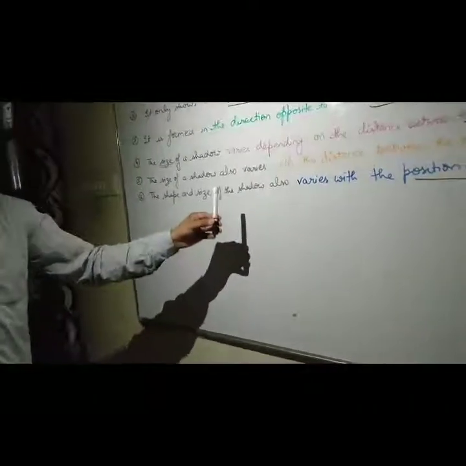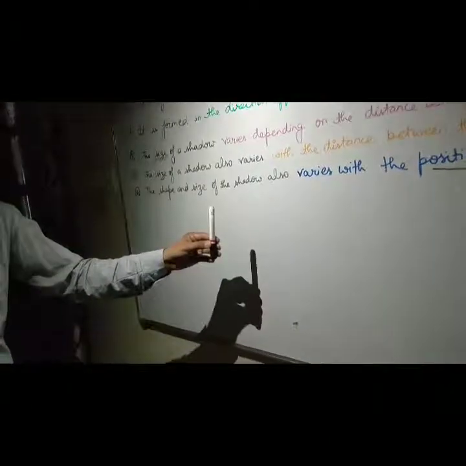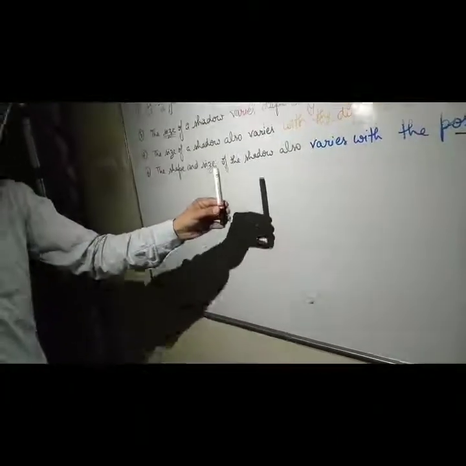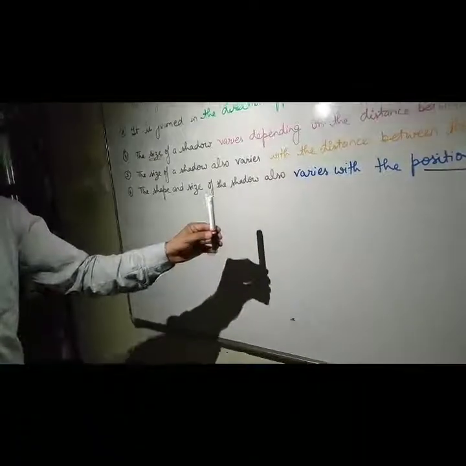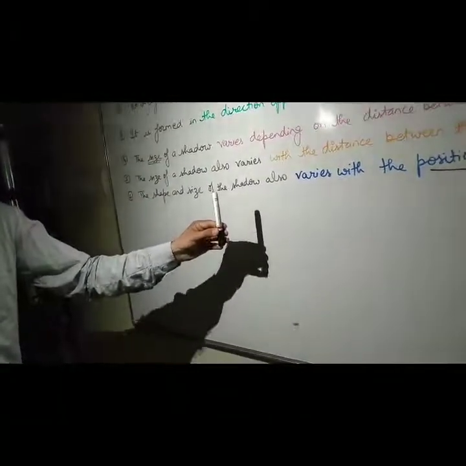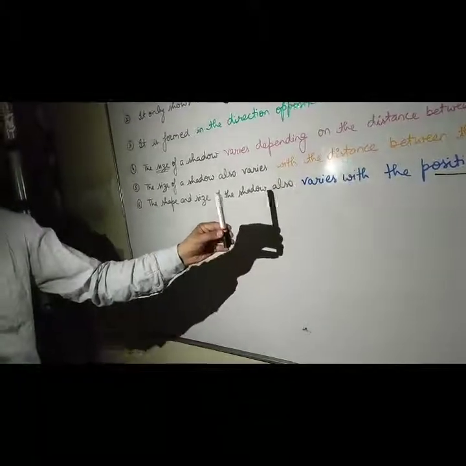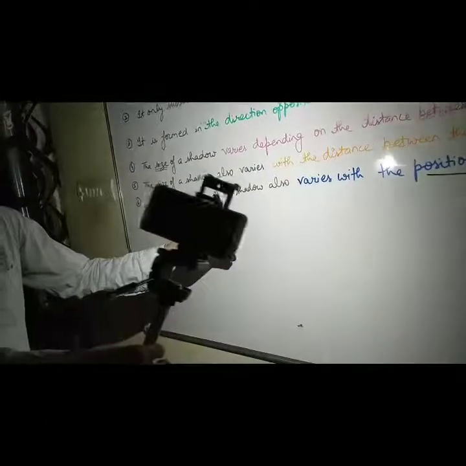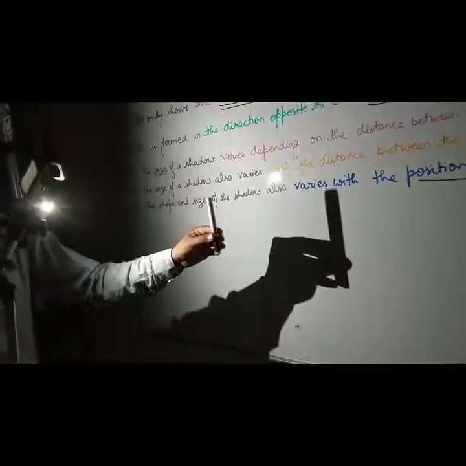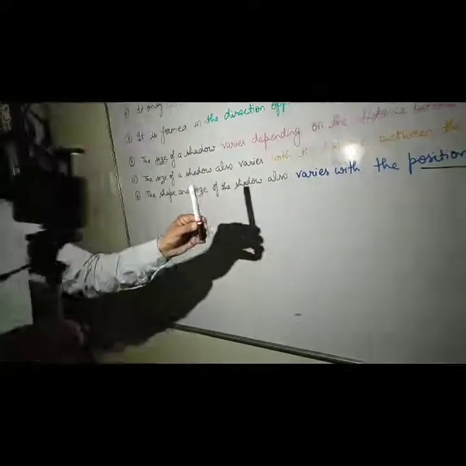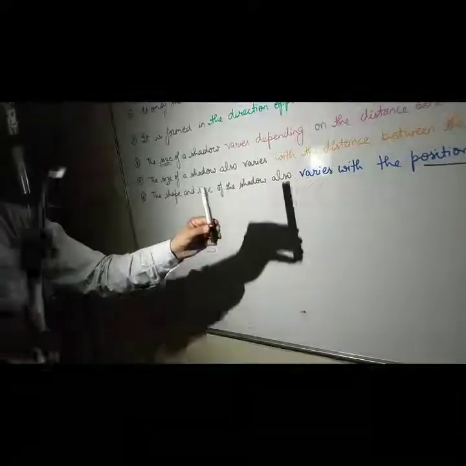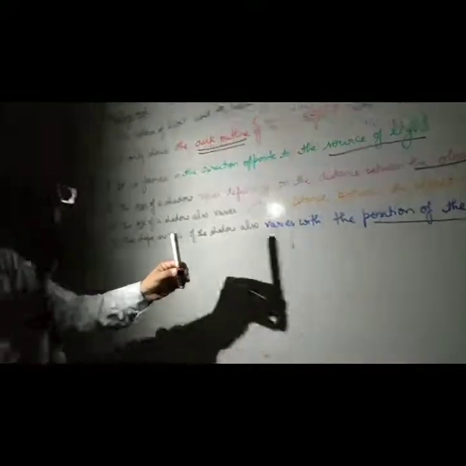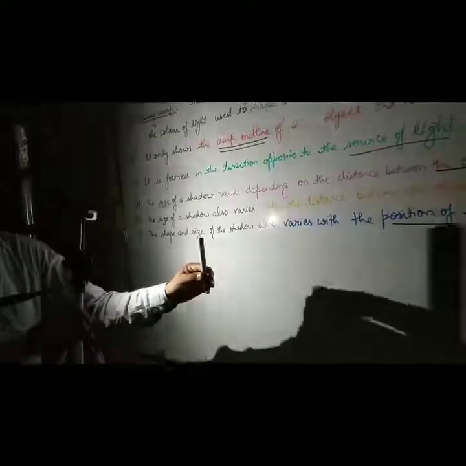Now I am placing the source at the top. Look at the shadow. It is very much smaller. As I am taking it closer to it, the size of shadow increases. My hand stands still. I am not moving my hand, but the position of the shadow varies with the source of light. So that's how the shape and size of the shadows vary with the position of the source. Look at here. So with the position of the source of light, the shape and the shadows vary.